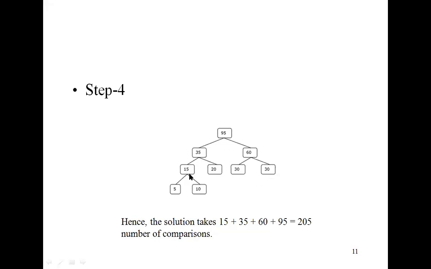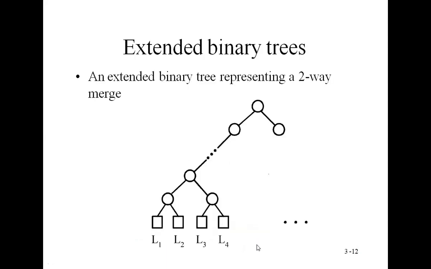By adding this one, 15, 20, 20, 35, 60, 95, you need to add all these things. 15, 35, 60, 95. Internal nodes you need to add, not the leaf nodes.